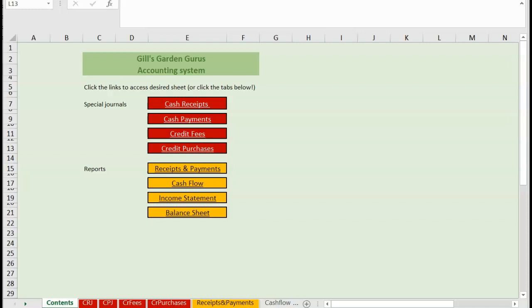So if you have a look down the bottom of your particular Gill's workbook, you've got these tabs along the bottom. If you click on contents, you'll open up this particular tab, which looks the same whether it's on Google Sheets or Excel, which has a list of the special journals and the reports that are involved within this worksheet. The special journals have been coloured in red and the reports have been coloured in yellow.